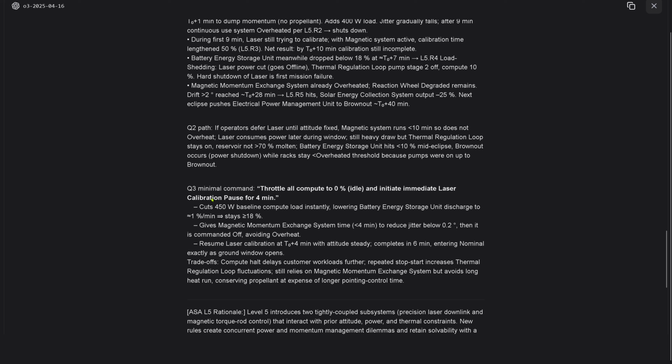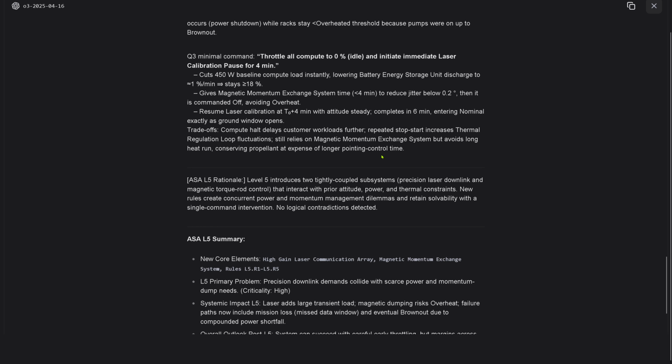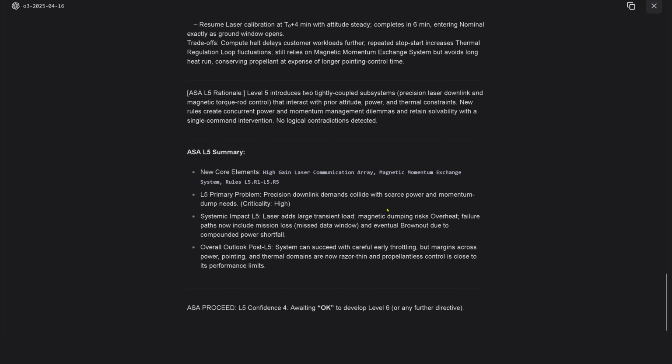Q2 path, beautiful, nominal, the minimal command: throttle all compute to 0% and initiate immediate laser calibration pause for 4 minutes. This is an interesting command, but okay, let's not talk about this. What is the rationale? Level 5 introduced 2 tightly coupled subsystems, the precision laser downlink and the magnetic torque rod control, that interact with prior attitude, power, and thermal constraints. New rules regulate concurrent power and momentum management dilemmas and retain solvability within a single command intervention. No logical contradictions detected. If this is a true statement by O3, I have to tell you, not bad, O3, not bad.